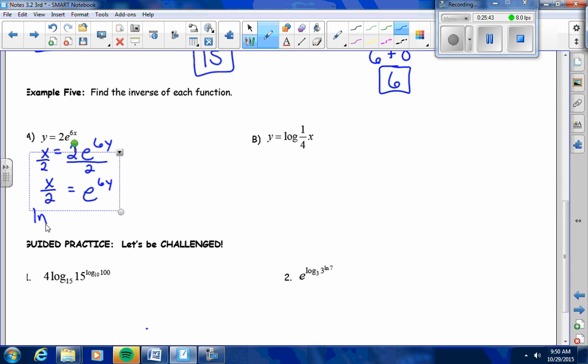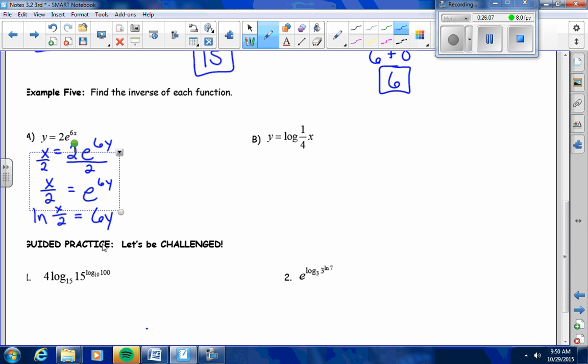What are we taking the natural log of? X over 2. Okay? It's natural log of x over 2 equals the exponent. Remember, the logarithm always equals the exponent. So the exponent goes on the other side of the equal sign. So natural log of x over 2 equals 6y.